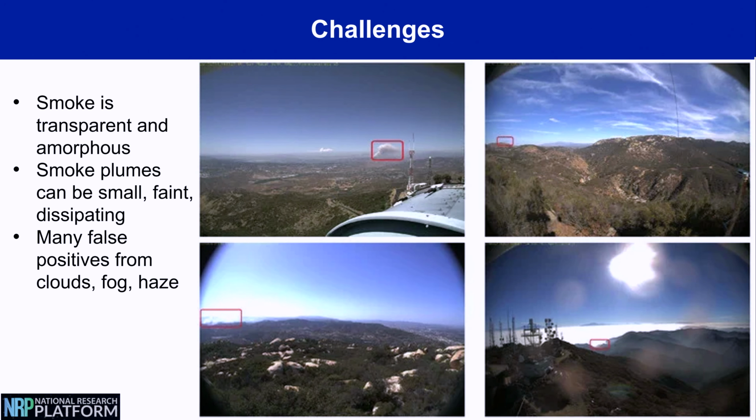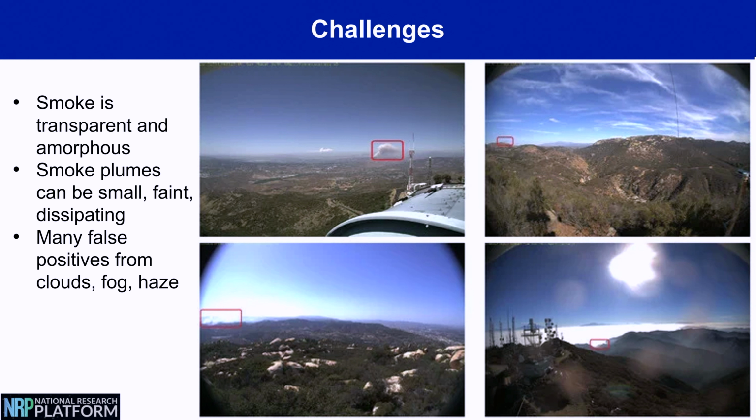Okay, so detecting smoke from wildfire sounds like a pretty straightforward problem, right? But in fact, the actual task of doing this can be very challenging in real-world scenarios, just due to the nature of smoke. If you think about it, smoke is transparent, so you can see things that are behind the smoke. It's amorphous. There's no clear outline. The borders are shifting. So it's a much more difficult problem than your typical object detection problem.